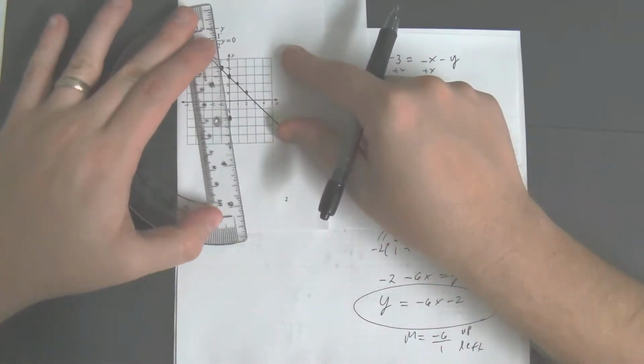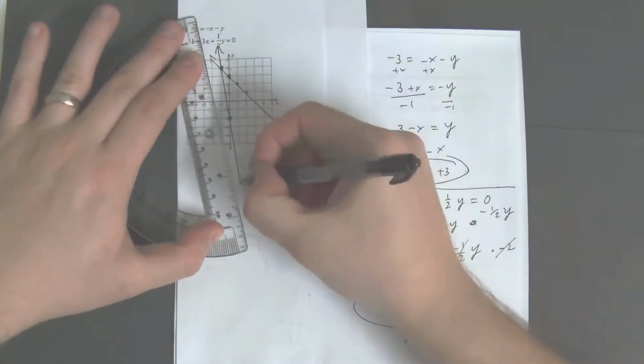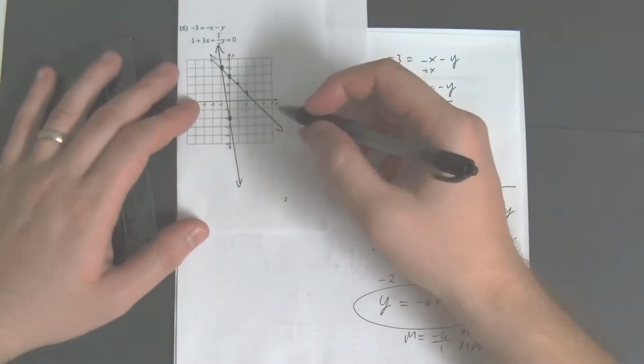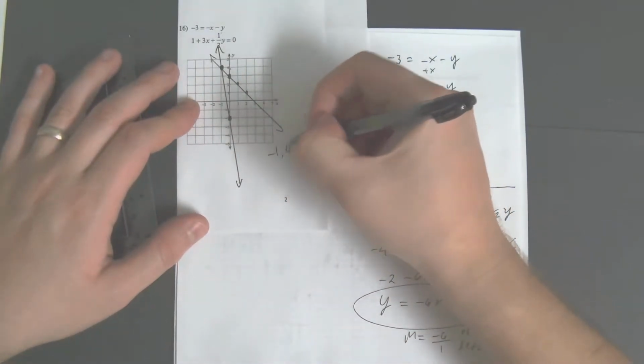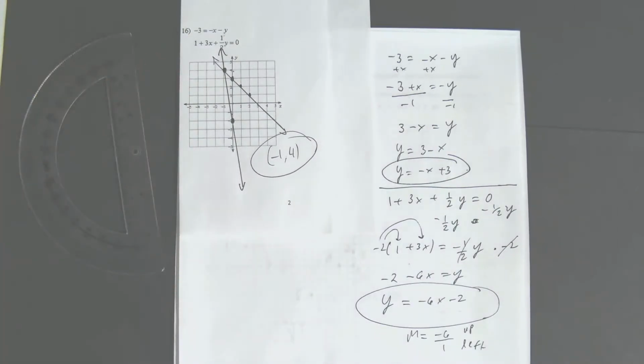So right here, graph it, pretty steep line. So by the looks of it, our solution here would be negative 1, 4. Alright, and that's number 16.